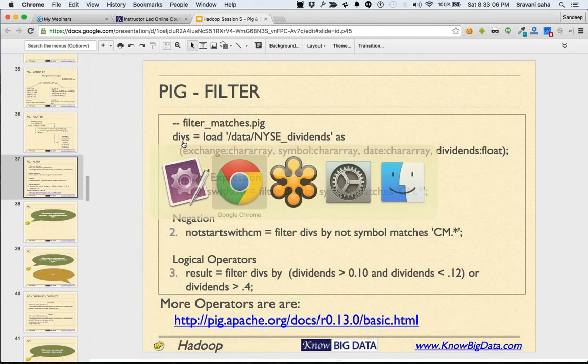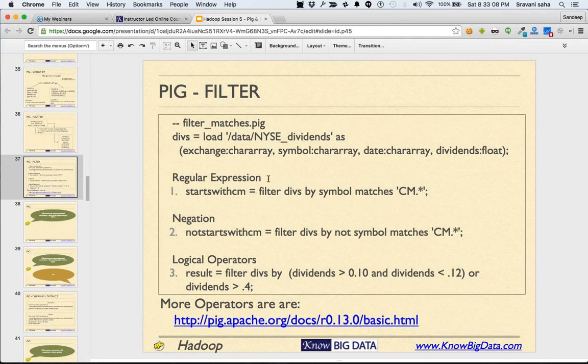All right, that's what we have talked about so far. Right now we are talking about filter. A filter is when you have a data set, and out of this data set, we do not want all the records in the output. In those cases, we apply filter.